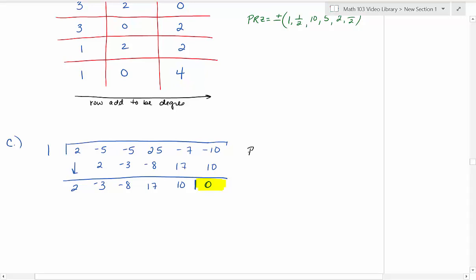Starting to factor p of x. If positive 1 is the 0, then x minus 1 is the factor. We divided a 5th degree by a 1st degree, so our next factor is going to be 4th degree, and we get the coefficients from the bottom row of our synthetic division. 2x to the 4th minus 3x to the 3rd.